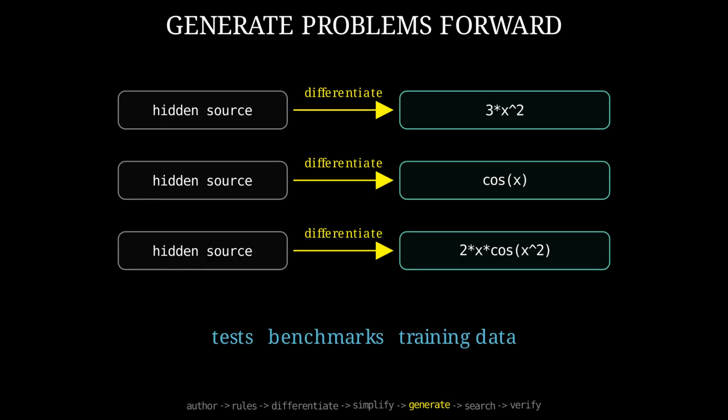This direction is useful for tests, benchmarks, and training data, but it must not be confused with solving the inverse problem. A generator knows the hidden source because we chose it. An integrator sees only the derivative and must recover some valid antiderivative.